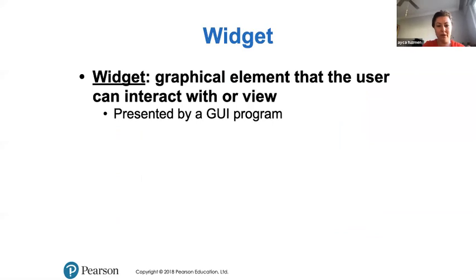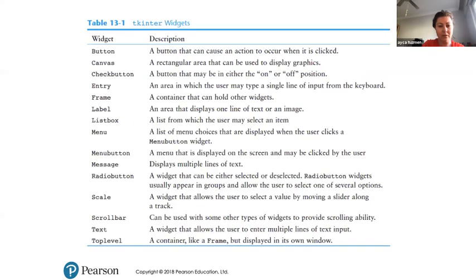So you're going to be using some widgets using tkinter. The graphical elements that we're going to have, we call them widgets, and then we'll be creating those widgets. There's a list of widgets that comes along with tkinter. So we have buttons, canvas, checkbox, entry, and so on. We'll cover these one by one.